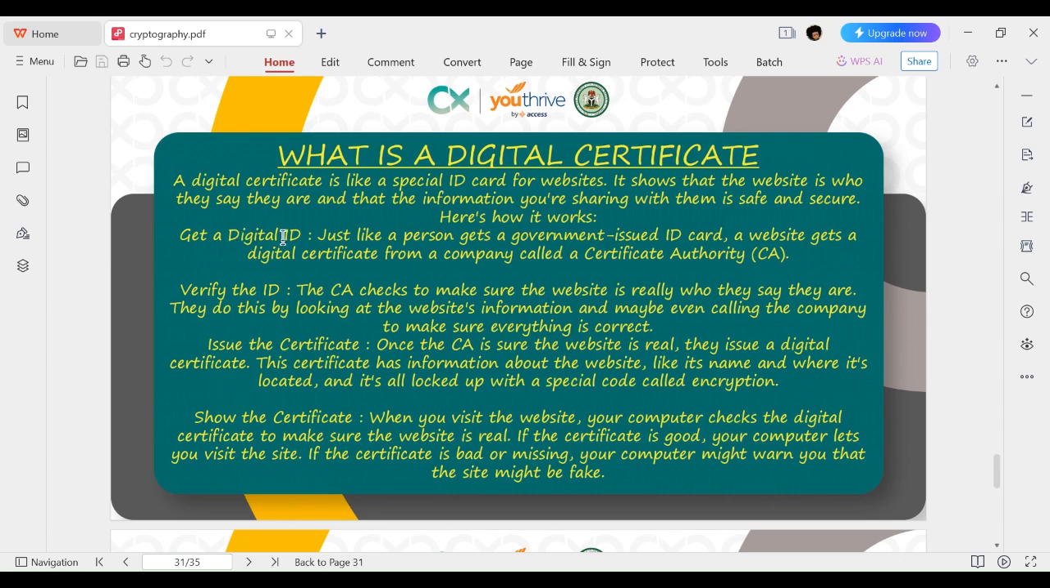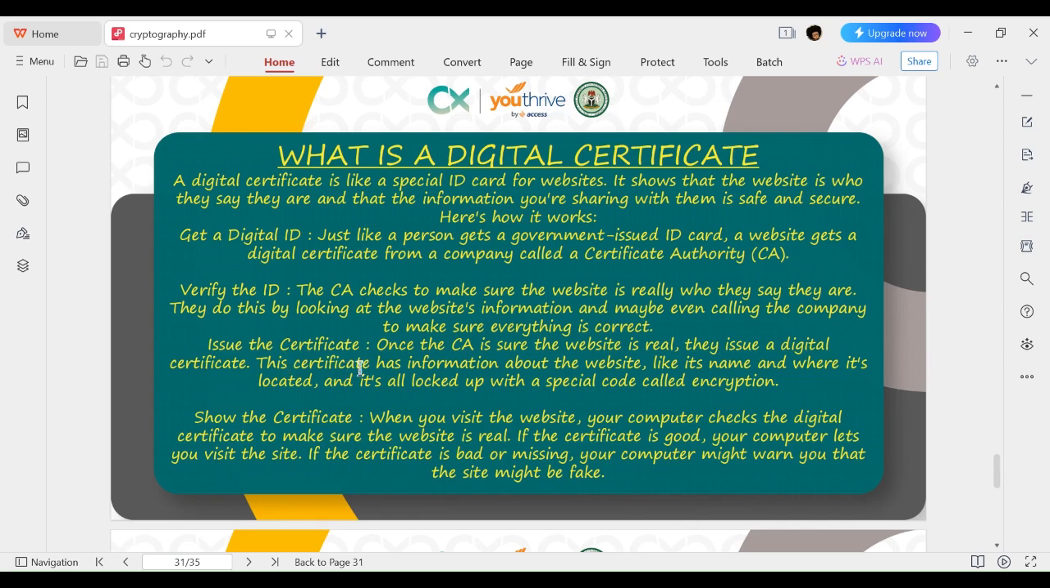A website gets a digital certificate just like a person gets a government-issued ID card. A website gets a digital certificate from a company called the certificate authority. The certificate authority verifies the ID, checking to make sure that the website is really who they say they are. They do this by looking at the website information and maybe even calling the company to make sure everything is correct. They issue the certificate. Once the certificate authority is sure the website is real, they issue a digital certificate.